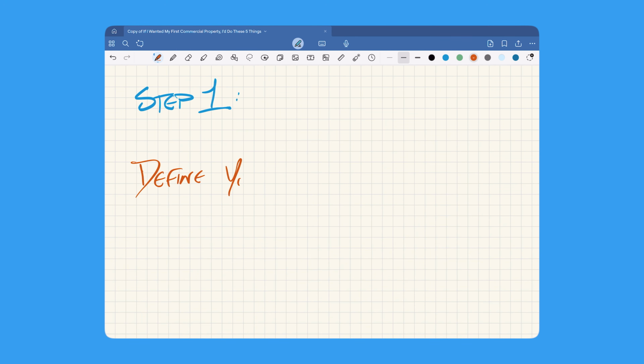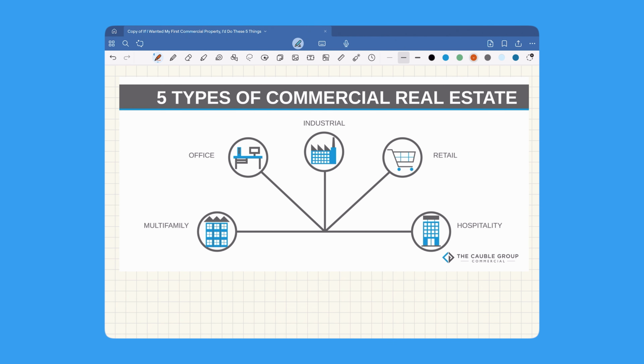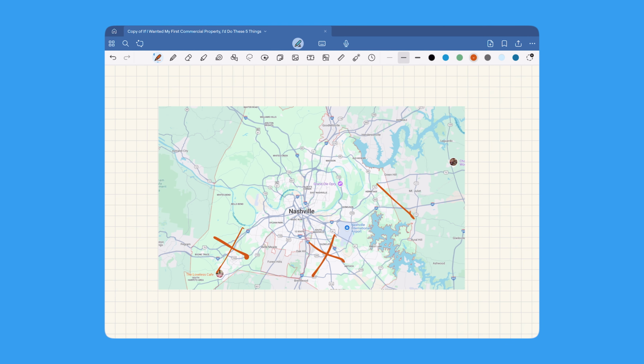Step 1 is just define your niche. You need to narrow down what you're actually looking at so that you can focus and become the expert on that. And your niche can be anything from specific asset classes like office, retail, industrial, self-storage, multifamily, or it could be a specific neighborhood. That's actually the path that I took. I decided to start investing in commercial real estate in East Nashville where I could learn the neighborhood really well.